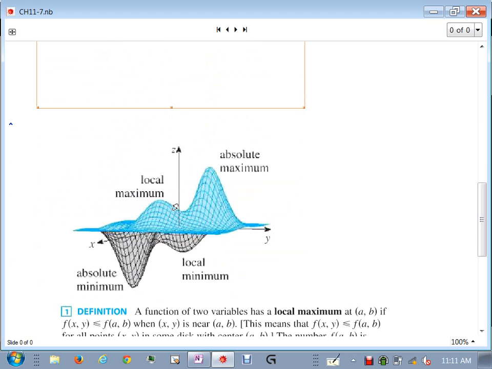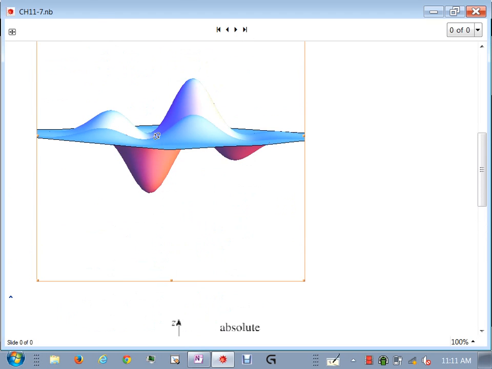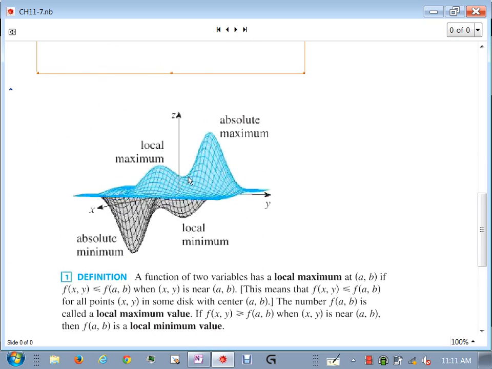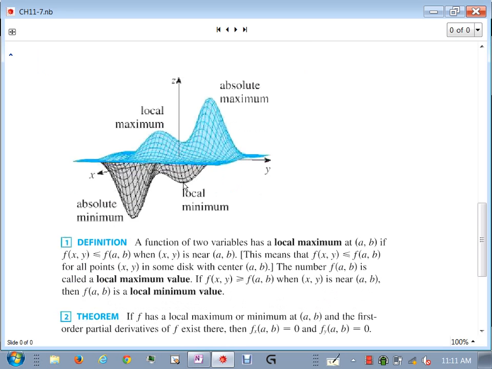Now, we have some language that we want. Now, this is straight out of the book. That's the same picture here, okay? We have a local maximum versus what we call an absolute maximum, or sometimes books will call it a global maximum. We understand the difference? Is this one here a local maximum? Yes, but it's also the absolute maximum. And then you have local minimum and absolute minimum.